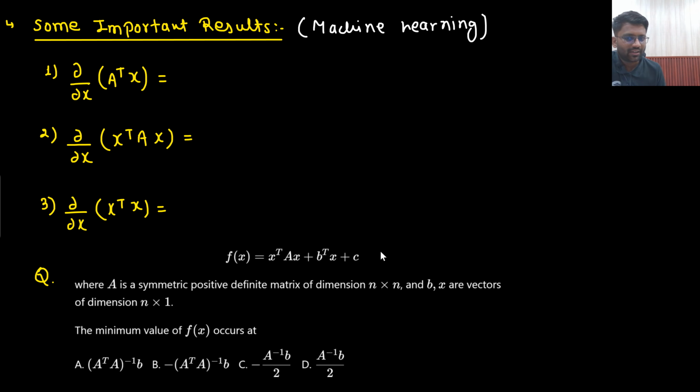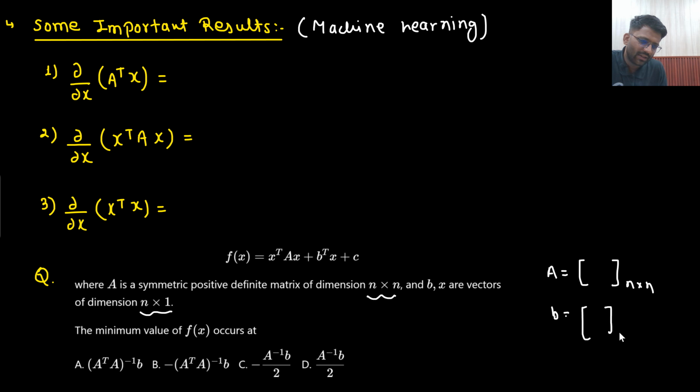But if this question is coming in front of you in the examination hall, will you be able to solve it? What are they asking? Sir, f(x) is given: x transpose A x plus b transpose x plus c. Now A is a symmetric positive definite matrix of dimension n cross n. B and x are vectors of dimension n cross 1. So A is a matrix of n cross n, and b and x are matrices of n cross 1, so n rows would be there and one column.